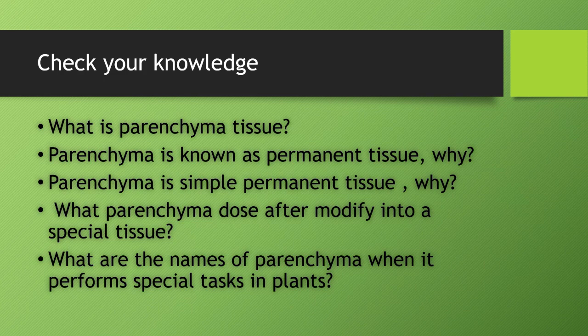What does parenchyma do after modifying into a special tissue? Parenchyma performs photosynthesis, and parenchyma gives buoyancy to the aquatic plants after modifying into a special tissue. What are the names of parenchyma when it performs special tasks in the plants? When they perform photosynthesis, they are chlorenchyma. When they give buoyancy to the plants, they are aerenchyma.